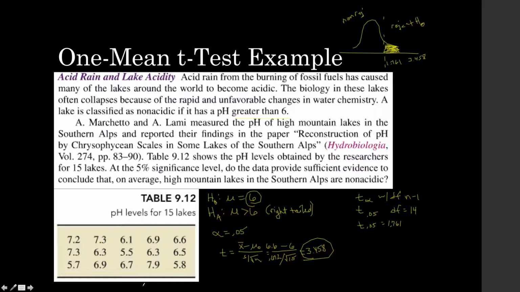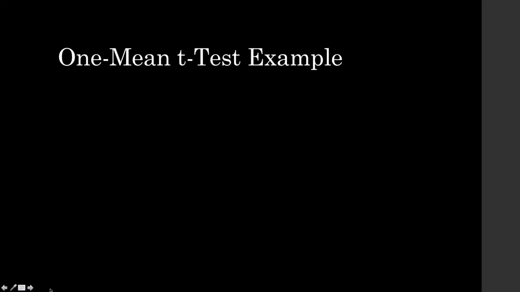Alright, so now, what about that p-value approach? I know I told you I wasn't going to show you that, but I hate leaving here without you seeing it. So remember, our test statistic came out to 3.458. Our alpha is 0.05. So what we need to do is go back to table 4 in the back of our book, and we have a degree of freedom of 14.